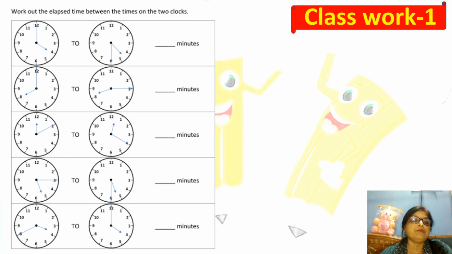Again, in question number 2, you have started your time at 8 o'clock and you have finished at 8:15. So how many minutes have you taken to complete the work? That is 15 minutes. Again, in this question, you have started the work at 12:10 and you have finished the work at 12:20. So how much time have you taken to finish the work? That is 10 minutes. In this way, you can do it.